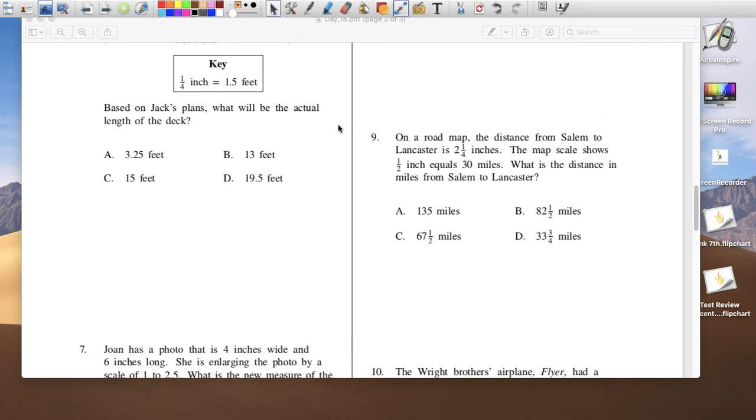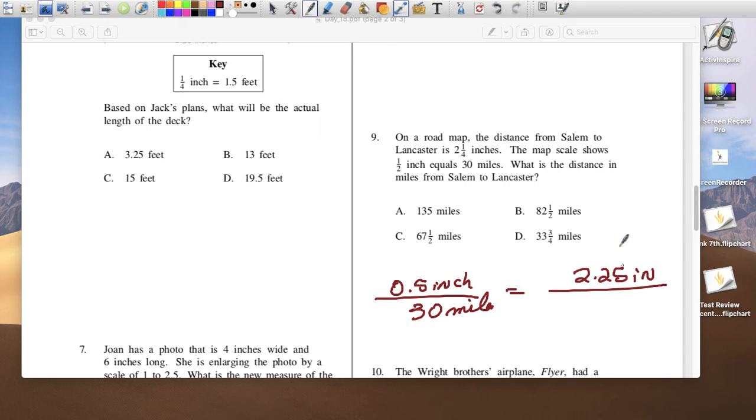On a road map, the distance from Salem to Lancaster is 2 1/4 inches. So the map scale shows 1/2 inch on my map is 30 miles. Somebody went and measured with a ruler, and they said that 2.25 inches is the distance from Salem to Lancaster on the map. But in real life, let's find out what that distance is in actual miles.